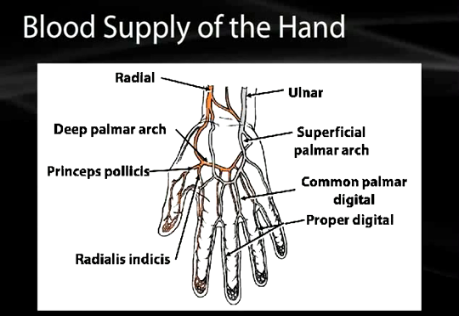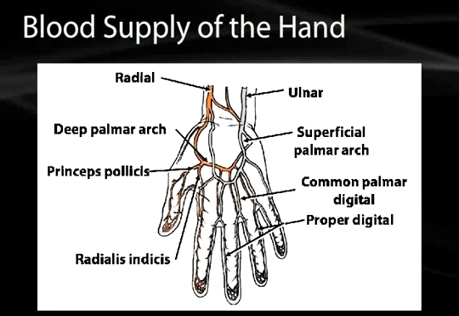deep through the snuff box and dive in through the first dorsal interosseous at the base of the first metacarpal to become the deep palmar arch, except it won't do this until after it gives off its princeps pollicis to the thumb and its radialis indicis branch to the lateral side of the index finger.